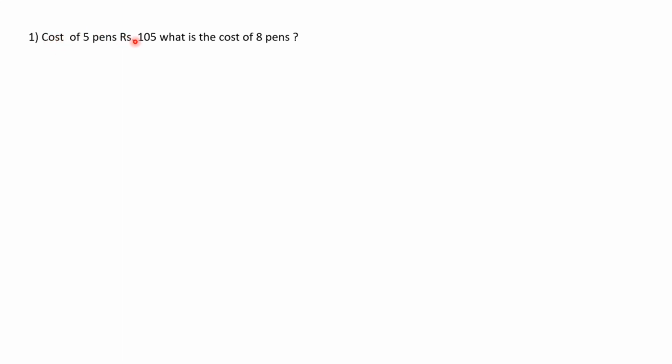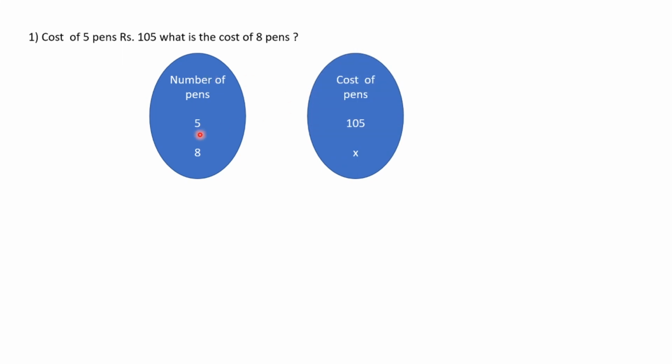For the same question, if you want to repeat, check the previous video. Cost of 5 pens is 105, what is the cost of 8? Before you do the problem, you have to identify what the quantities are. There are two quantities, number of pens as well as cost. You have good knowledge about that. So number of pens 5 to 8, and the cost of pens is 105, then for 8 how much? What you want to find, you have to put as x here.